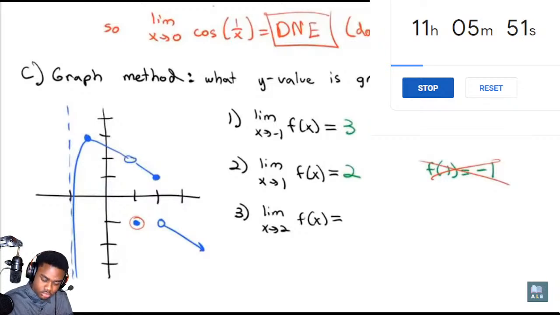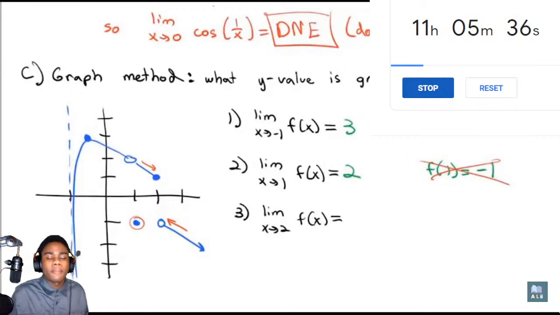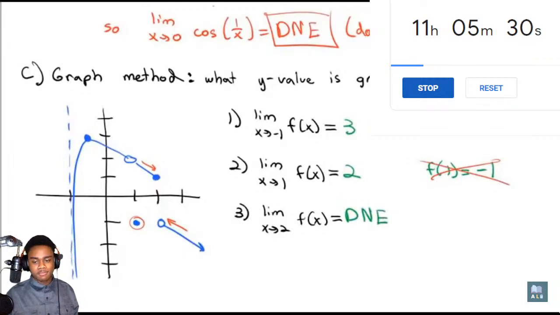At 2, we see from the left side, the graph is getting close to 1. But when we come in from the right side, it seems the graph is getting closer and closer to -1. Since those are not the same values, it's not approaching the same value from both sides, we have to say that this limit does not exist because we're not approaching one value. We can't say there's one value that should be there because it's really approaching two different values.